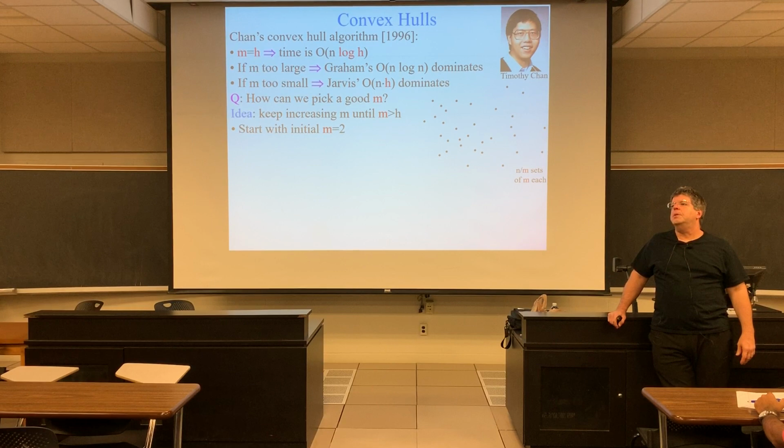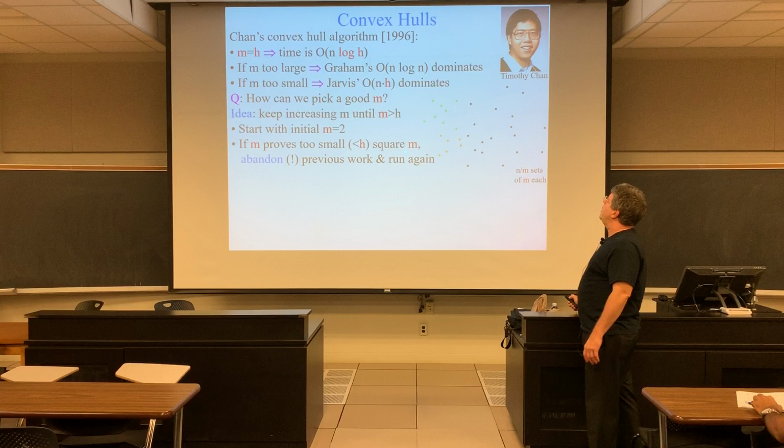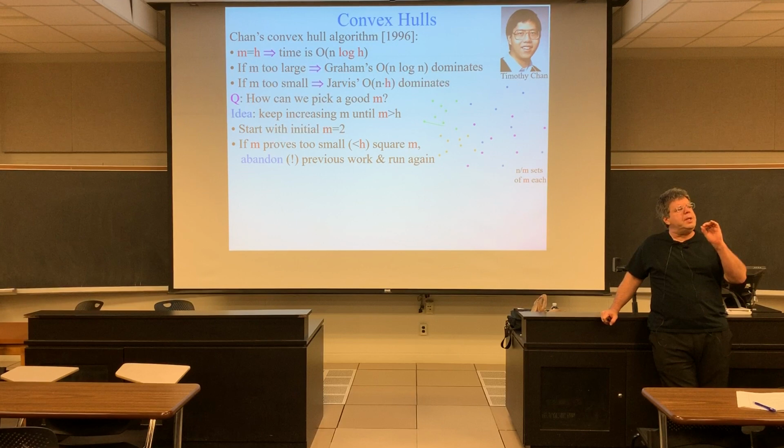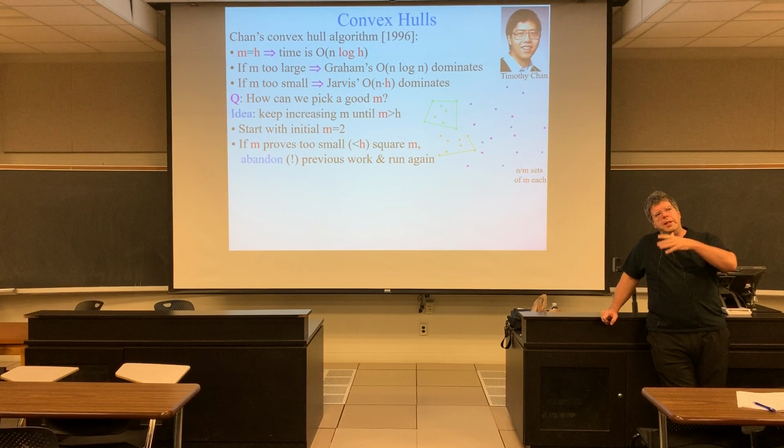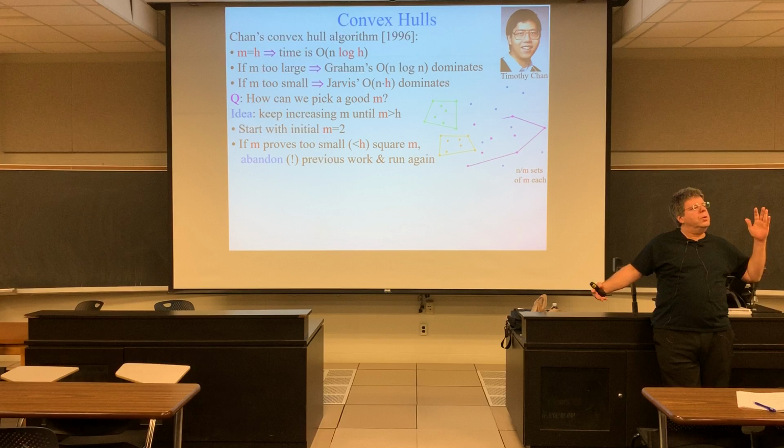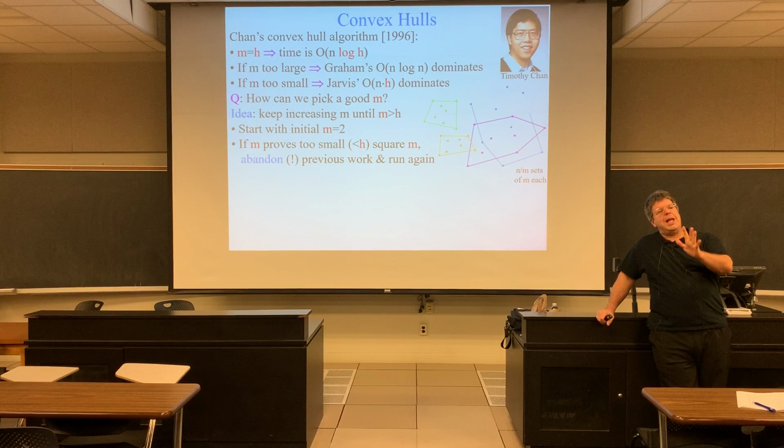And if 2 proves too small, increase it. But don't increase it to 3 and then 4 and then to 5. Those increases are too small steps. And if you keep doing that, 2, then 3, then 4, then 5 until you reach m equal to h, what will happen is it'll add up to way too much. You want to take leaps and bounds. You want to increase it substantially at every step so that you don't take too many iterations, because the work at every iteration will be abandoned.